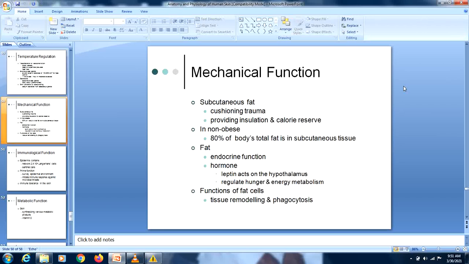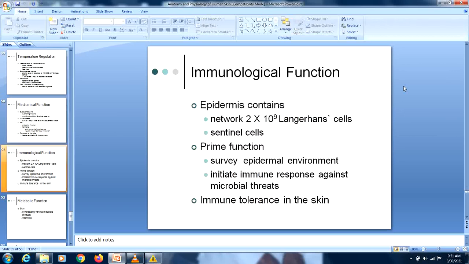Mechanical function: subcutaneous fat provides a cushioning effect against trauma, provides insulation and calorie reserve. Fat has also got endocrine function, with hormones like leptin acting on the hypothalamus to regulate hunger and energy metabolism. Functions of fat cells are in tissue remodeling and phagocytosis.